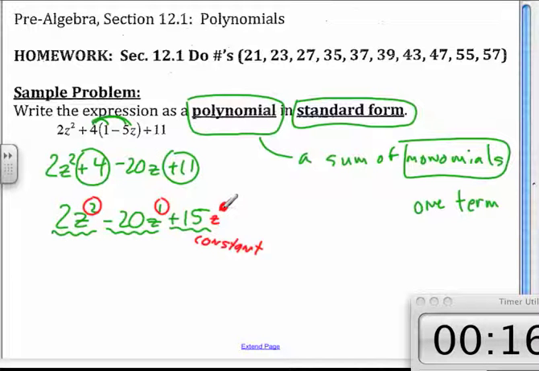So do you see how the exponents decrease as we move from left to right? That's what we want it to do to have it in standard form. Okay? The exponents need to decrease from left to right to write it in standard form. And that's pretty much it, guys, for this one. We had to multiply and combine like terms and then arrange them so that the exponents decrease from left to right. Okay? All right, good job, guys. I'll see you at the first example.